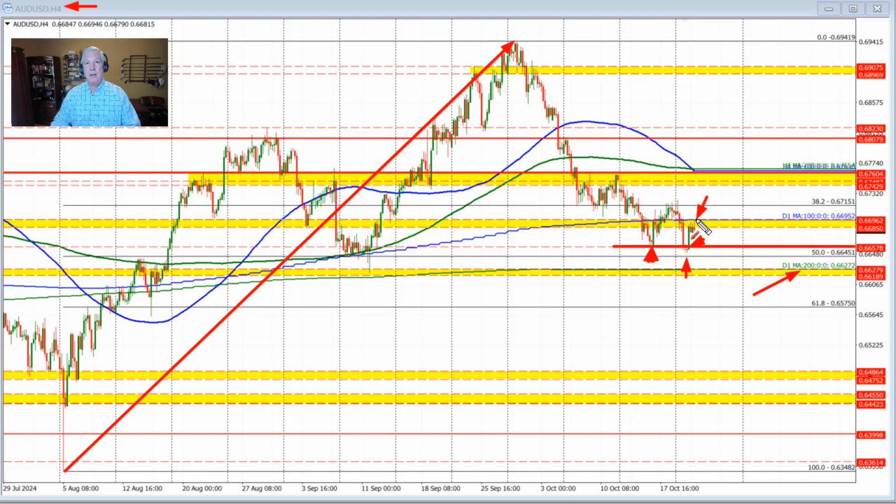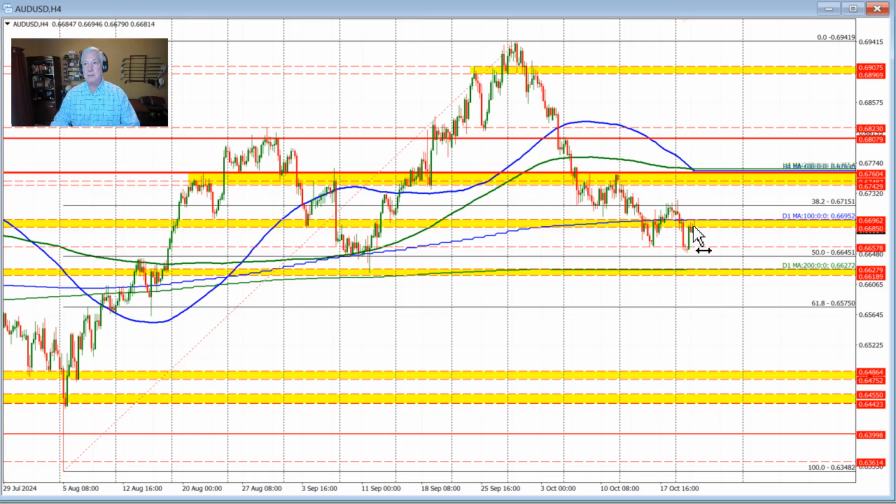Now, where are we at? Well, we've come back up to the 100-day moving average. That 100-day moving average comes in at 0.66952, and the high price in the current 4-hour bar just reached up to 0.66946. So just below that level.